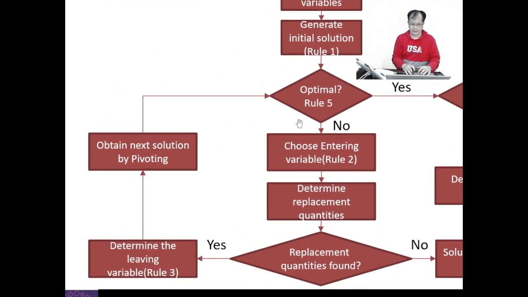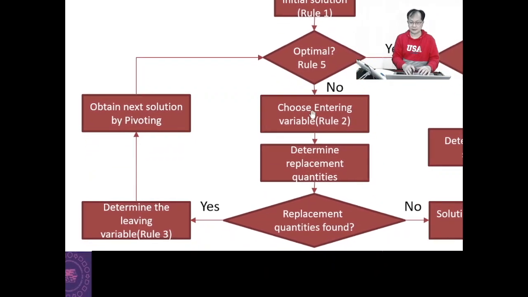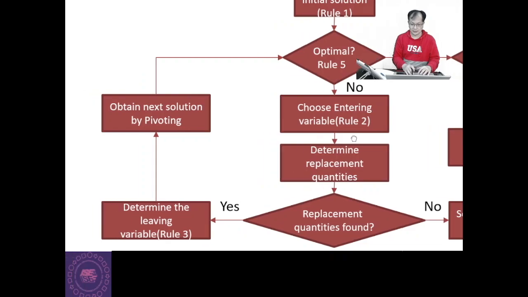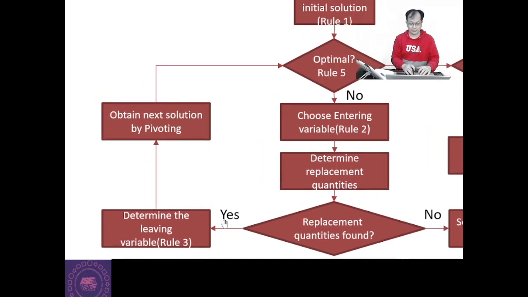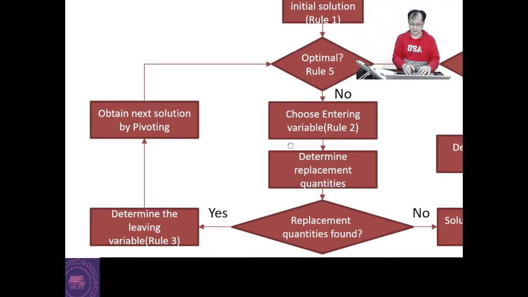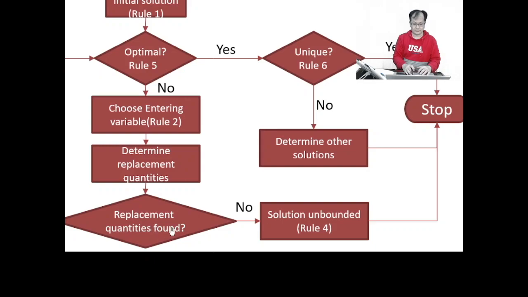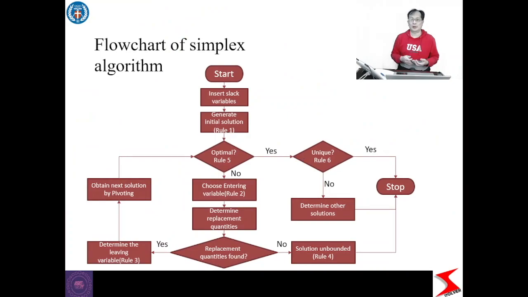Okay. And if the initial solution is not optimal, then we try to do the pivoting by choosing the entering variable, which is Rule 2, and determine the replacement quantity to find if we can determine the leaving variable or not. If the answer is yes, then we do the pivoting and continue. If we cannot find the replacement quantities, then the solution is unbounded, and we stop. Okay, so that's the relation between Rule 1 to Rule 6.